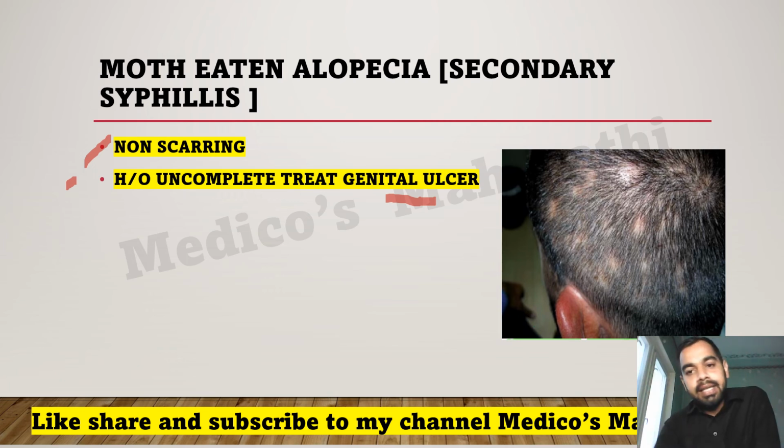So you have seen moth-eaten as well. Look at the pattern of hair loss here. Moth-eaten pattern hair loss. Okay, so you can see little patches here. This is said to be moth-eaten alopecia. So my dear friends, now let's go to our next.